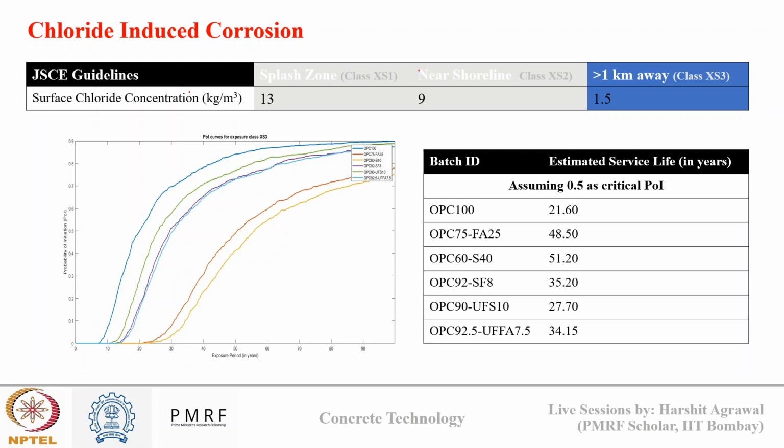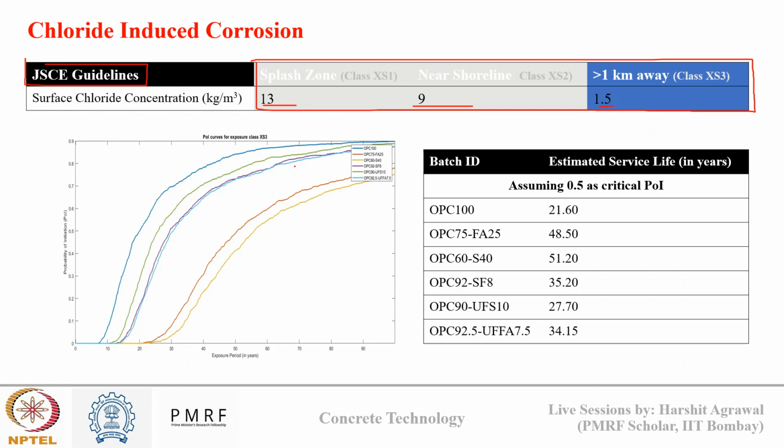So you can see these values that I have mentioned here, in the splash zone or near the shoreline or 1 kilometer away from the shoreline, how the surface chloride concentration is changing. This value I have taken from the Japanese standard. So either we can use some standard or we can do our own estimation of surface chloride concentration.